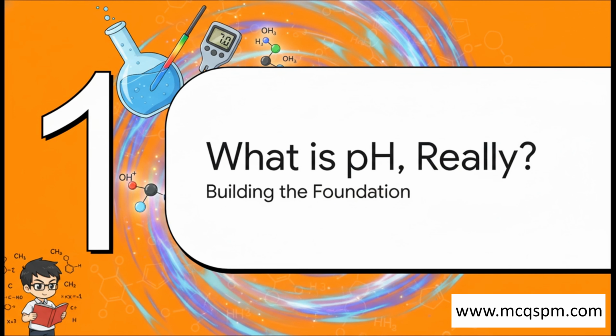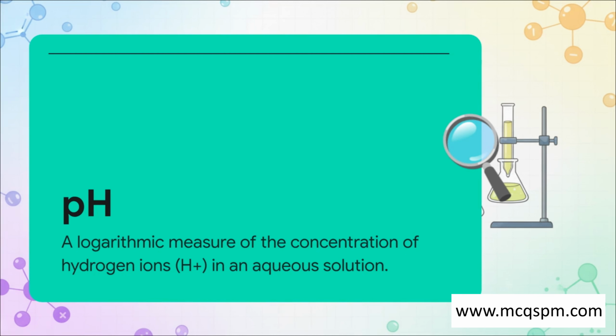We've got to understand what pH really is, because once you nail this core idea, everything else just kind of clicks into place. Okay, don't let the word logarithmic scare you. In simple terms, pH is just a scale, usually from 0 to 14, that tells us how acidic or how alkaline a solution is. And what's it all based on? It's all about the concentration of those teeny tiny but super important hydrogen ions.